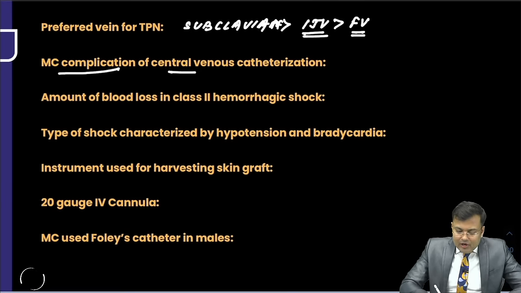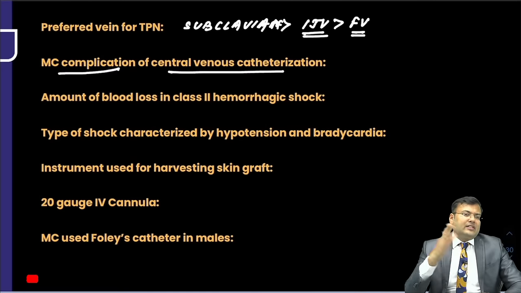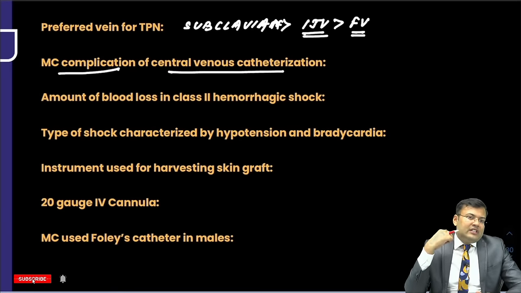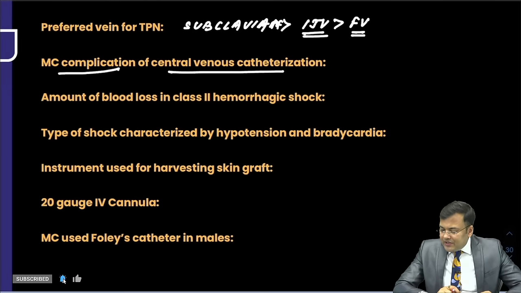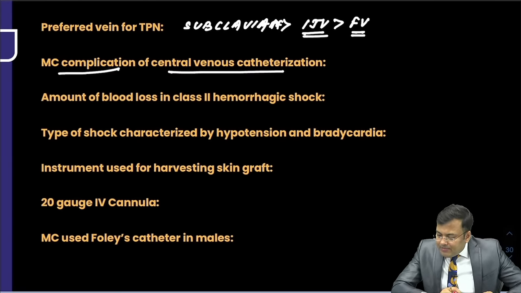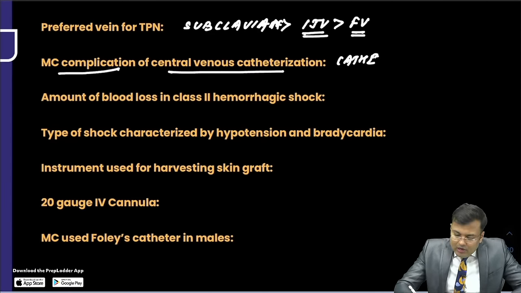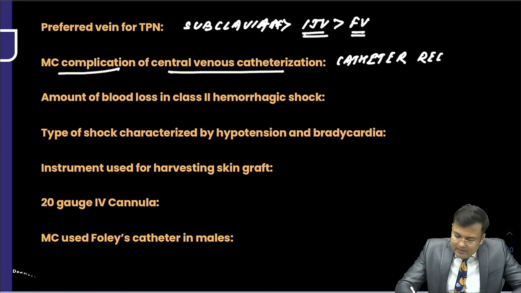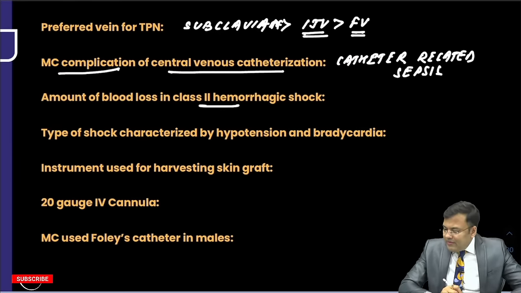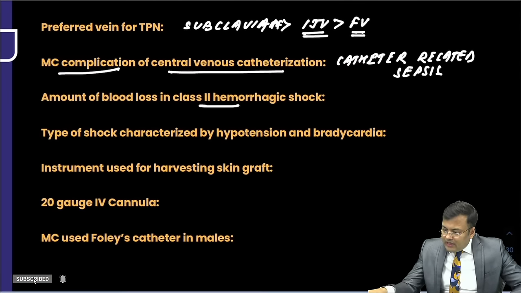Next, most common complication of central venous catheterization you have seen in the ward. If you are going to insert the central line, what is the most common complication? Sepsis. Very good, Surya Raj. It is catheter-related sepsis. Thank you, Rahul Jha. Catheter-related sepsis.